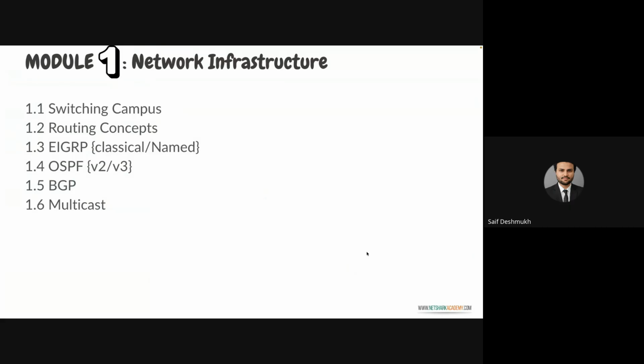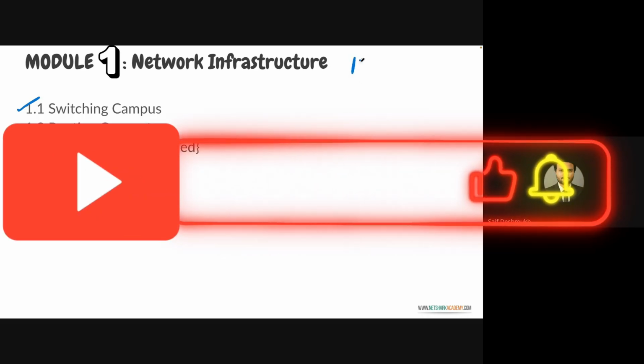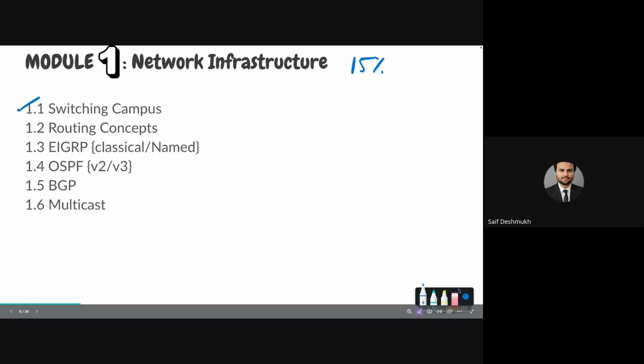So if you talk about module 1, this is what you'll see as sub-modules. The network infrastructure is divided into 6 sub-modules. This is the switching campus. So here's the thing. One of the main reasons why I'm talking about the syllabus is it should tell you how much value you should give to that topic. We should understand this is 15% of the actual syllabus. So we might want to consider how much time we are giving it.